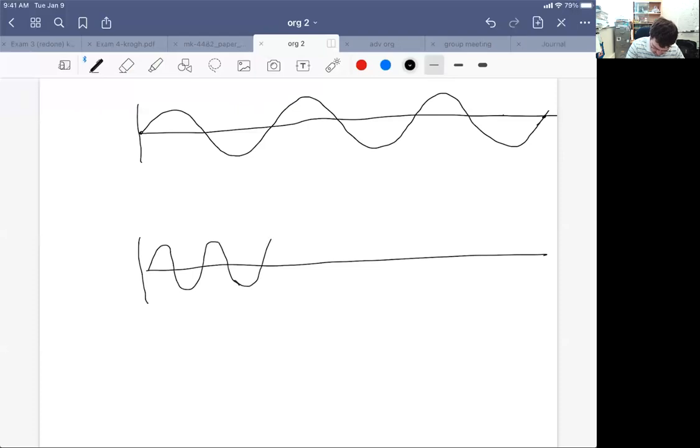Trying to draw these waves, you can probably see what I'm doing here. One wave is more frequently propagating, and frequency is a nice term to use, but they're all propagating at the same speed. Anyway, let's get into it.